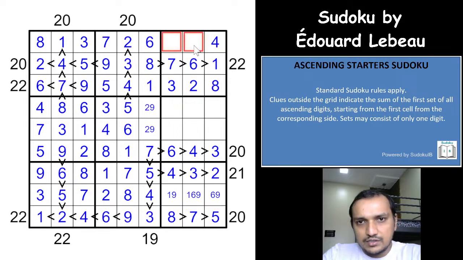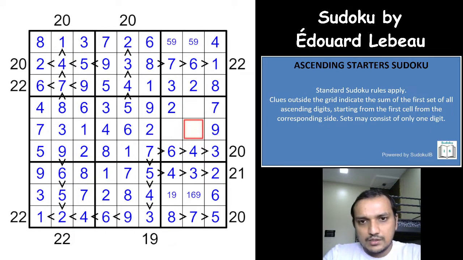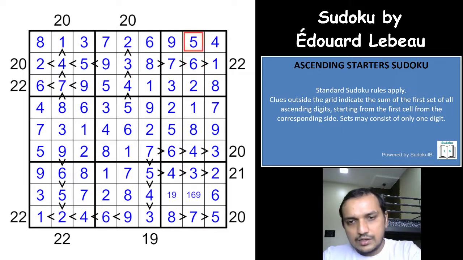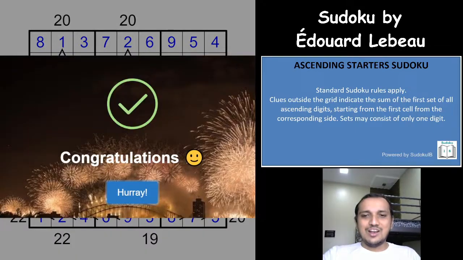5 and 9 here in these two cells. 6, 9 and 7. So this cell is a 7. 6 and 9. So this cell is a 9. That gives you a 6 here. 2 and 9 here. That gives you a 2 here. 1, 5 and 8. So this is 1, 5 and 8. So 5 and 8. 9 and 5. 1 and 9. Wow, hooray, congratulations.